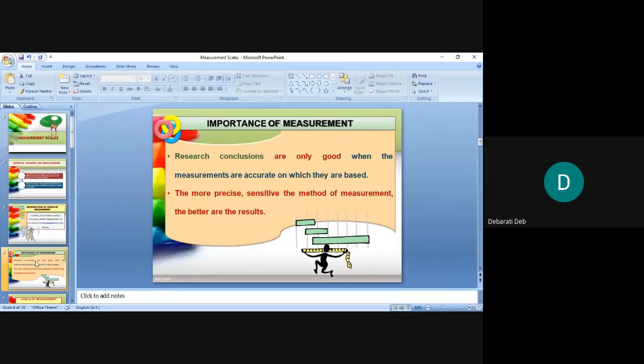So why are these measurement techniques used? Because when the conclusions are precise, when they are in the form of numbers, in terms of quantitative values, then the conclusions are valued more also. The more precise, the more sensitive, the more accurate the method of measurement, the better will be the result.